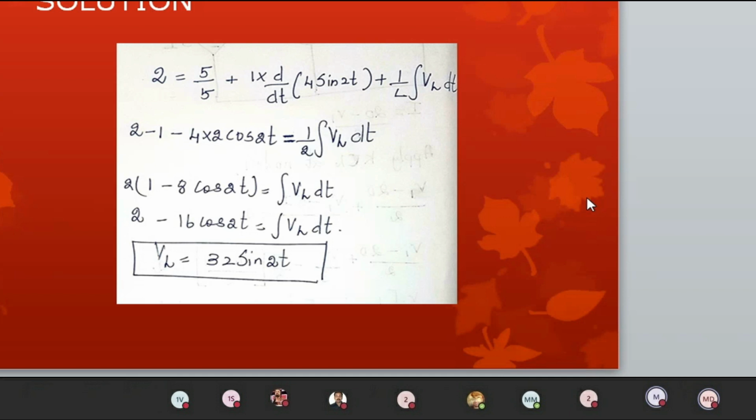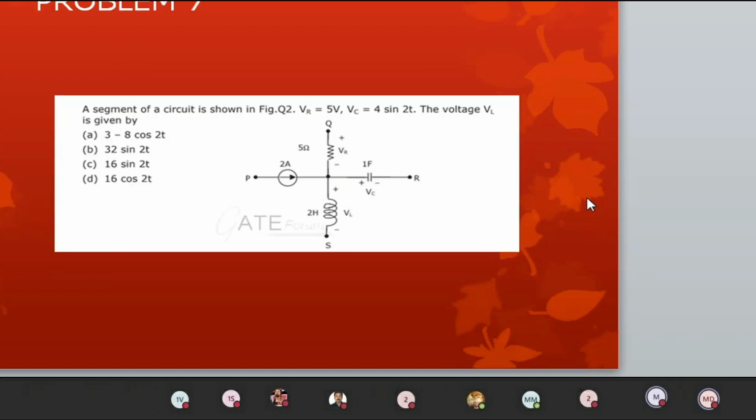To remove the integral, I have to differentiate the other side. Differentiation of the constant 2 is 0, and differentiation of cos is minus sin, giving minus 2 sin 2t. So minus 16 into minus 2 is 32 sin 2t. So the voltage across the inductor is 32 sin 2t. Choice B is correct.